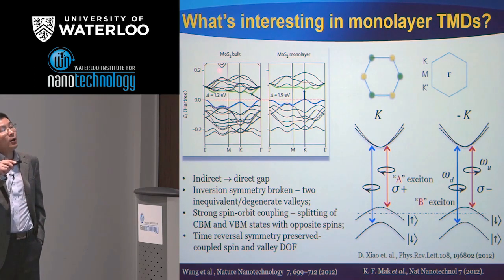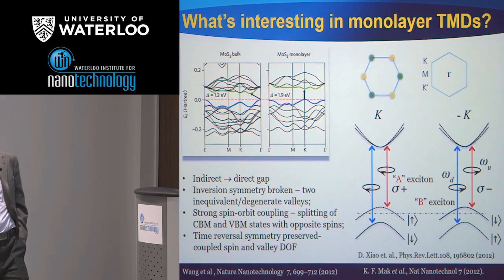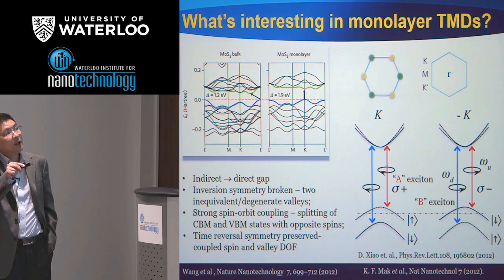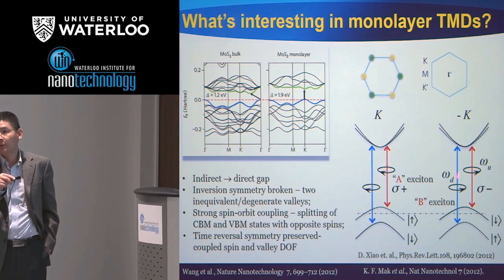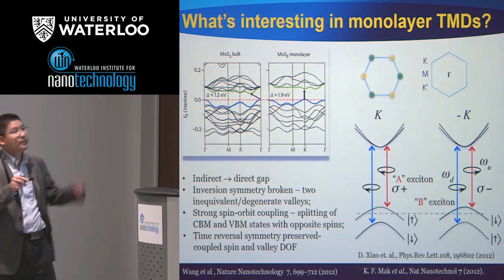So in the bulk, these TMDs are indirect bandgap materials. However, if you thin them down into a monolayer, it becomes a direct bandgap material with their band edge states. So the conduction band minimum and the valence band maximum both move to the K points of the Brillouin zone. And so it becomes a direct gap.